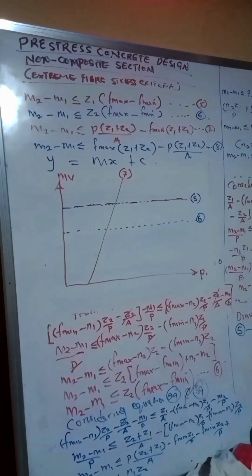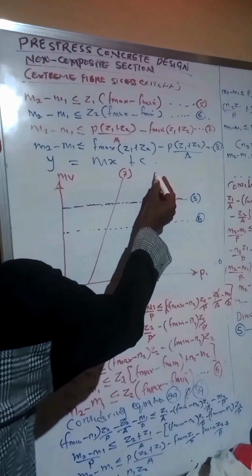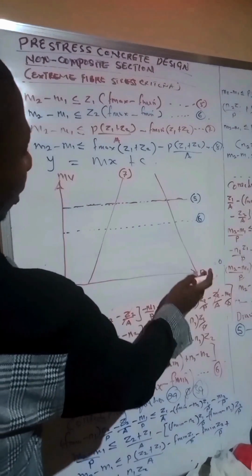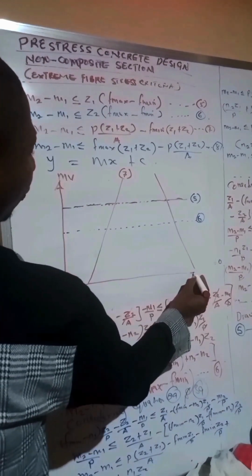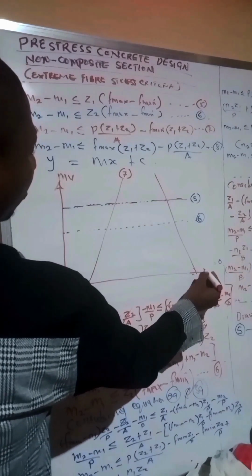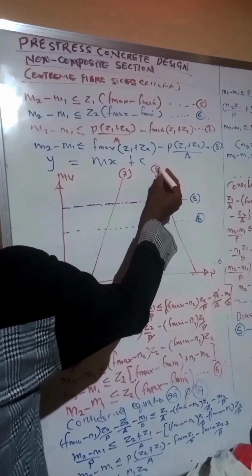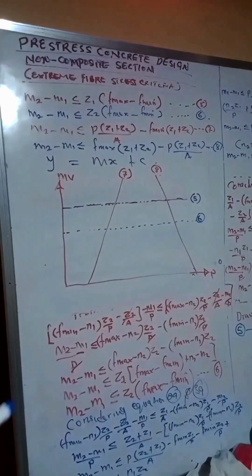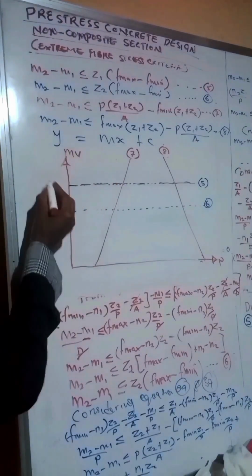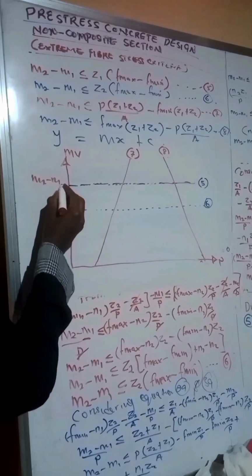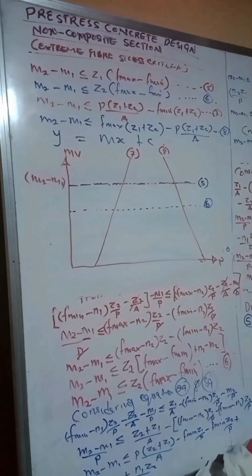Now this equation number 7 represents the minimum value of P. Now if you plot equation number 8, you have it as this. Equation number 8 is coming this way. We have our P here. So this is equation number 8. All right, so this is the graph we're going to obtain. So let's write here m2 minus m1, a moment variation, which is equal to our MV.